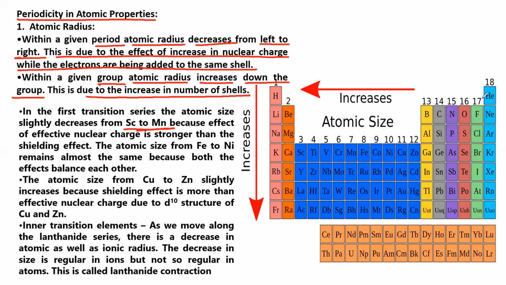Next, the atomic size from copper to zinc slightly increases because the shielding effect is more than the effective nuclear charge. From copper to zinc, the last two elements, this is not a group actually, we'll say series only. It is neither a period nor a group. You can see it is the fourth period, scandium to zinc: 1, 2, 3, 4. Fourth period. So scandium to zinc.